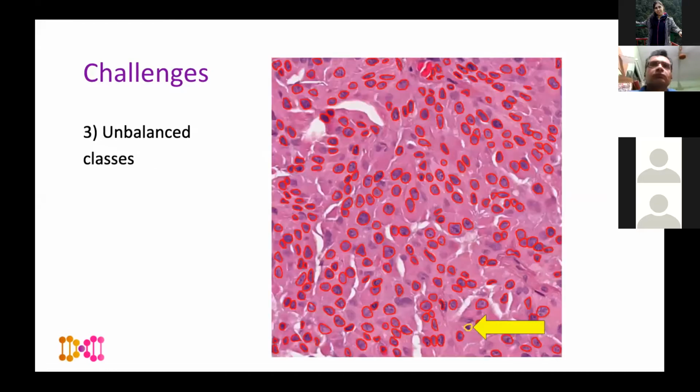Third and finally was the presence of the unbalanced classes. We can see here that there's just one lone neutrophil, and we had to make sure that we could still predict accurately these underrepresented classes, such as the neutrophils and the macrophages.